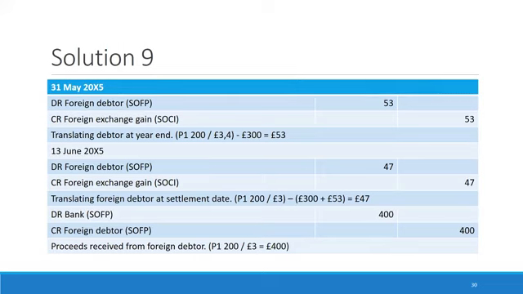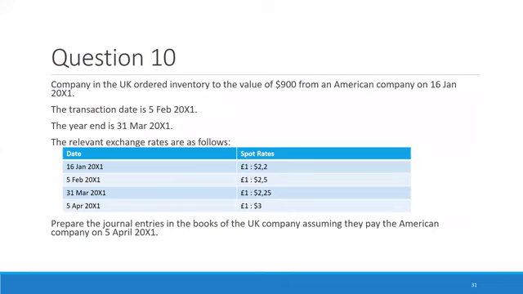And how do we record that? By debiting the foreign debtor by £47 and crediting our foreign exchange gain. We now have updated our foreign debtor to reflect the correct value of £400 on settlement date. We now can record the receipt from our debtor, where we debit bank with £400 and we credit our foreign debtor, as they no longer owe us that money.